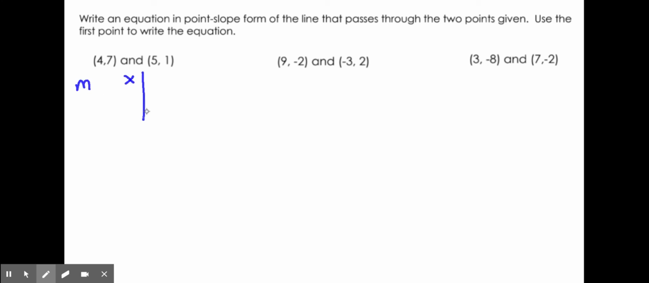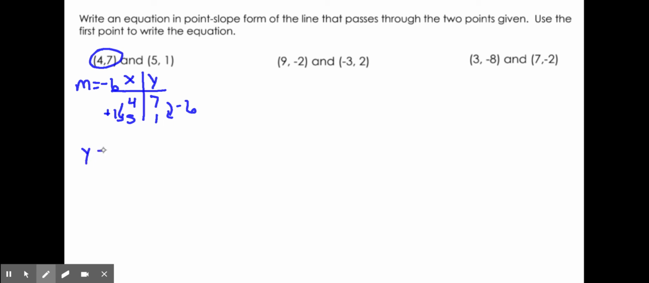So you're going to do your mini table, or you're going to use the slope formula if you like the slope formula. So 4, 7 is my first point, 7, 1 is my second point. 7 to 1 is -6, 4 to 5 is +1. So my slope is -6/1, which is -6. Okay, so my slope is -6, and they want me to use the first point to write the equation.